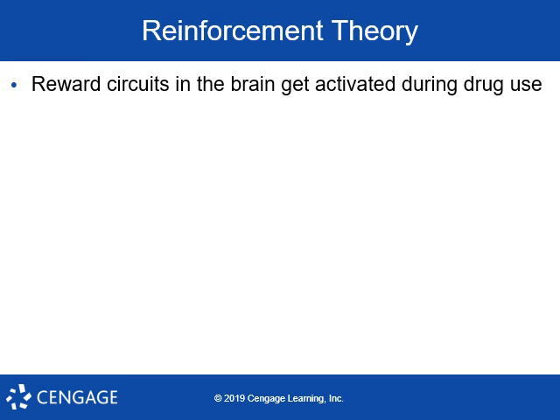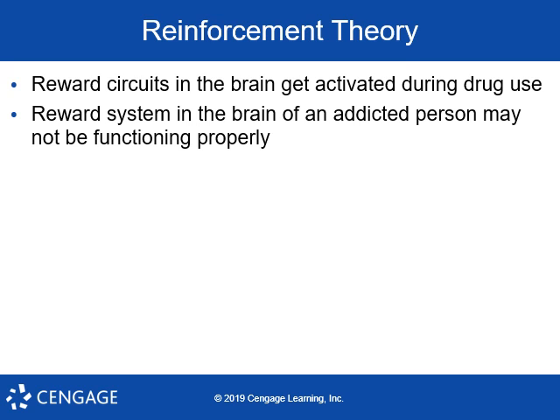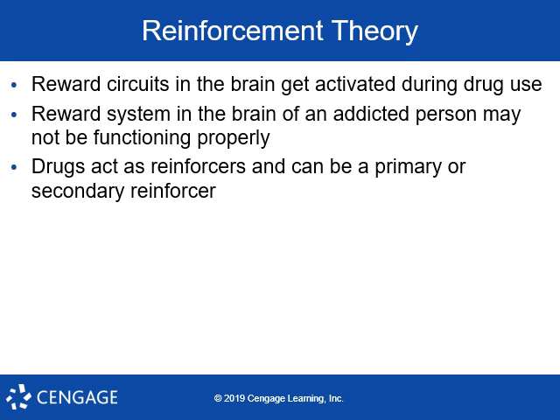Reinforcement theory. Reward circuits in the brain get activated during drug use. And this is a pretty well-known situation about at least some of the motivations for drug use. The reward system in the brain of an addicted person may not be functioning properly. So what is a reward system? Well, the reward system in the brain helps enhance positive behavior. So that feeling of fullness and satisfaction after eating a good meal is going to signal the brain to try to repeat whatever behavior got to that point to get that good meal again.